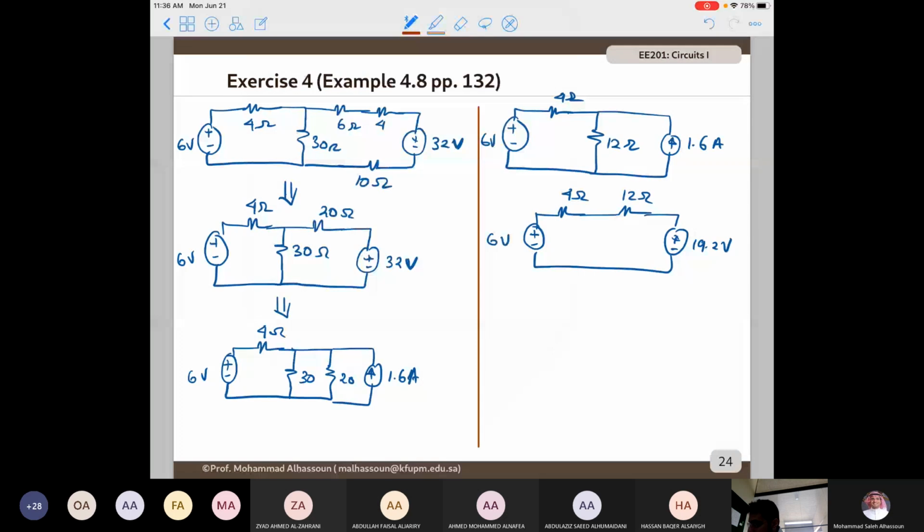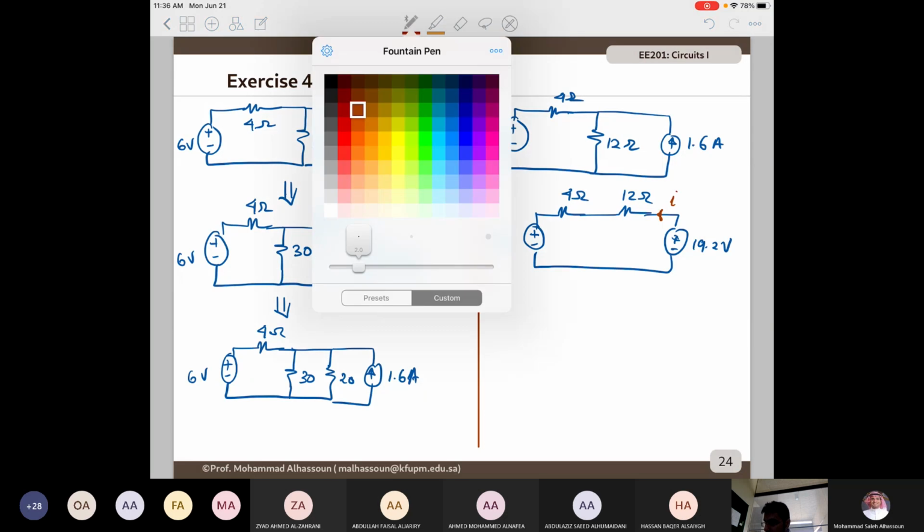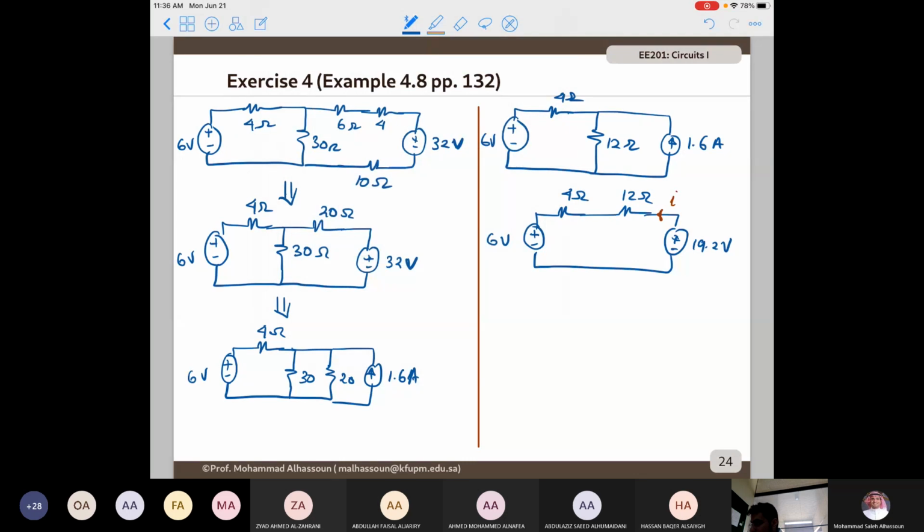So I'm assuming, because this one has higher potential, that the current is flowing from 19.2 to 6 volt. I need to find the power, so I need to find the current. The current will be 19.2 minus 6 divided by 16, and it's going to give me a positive value, which means that the direction of the current I assumed is correct.